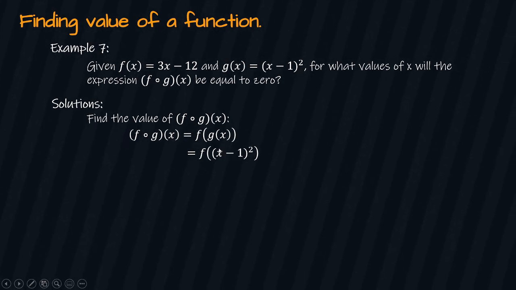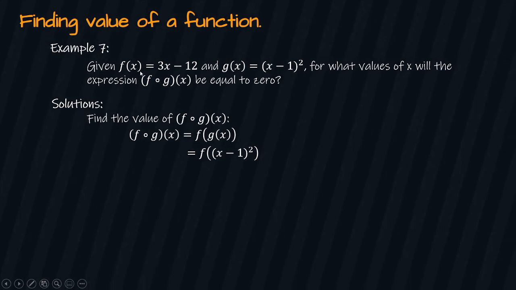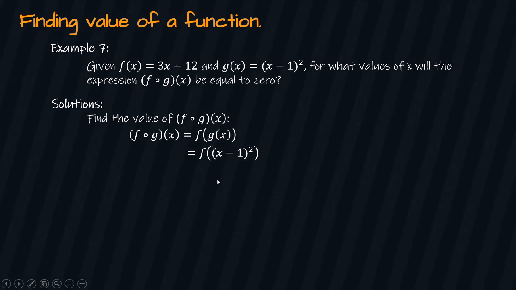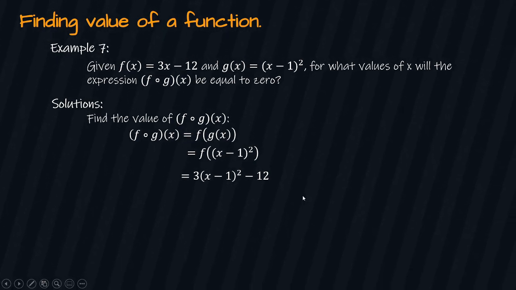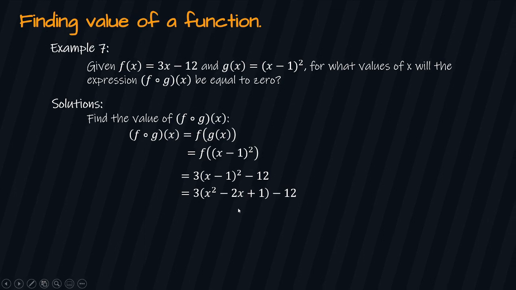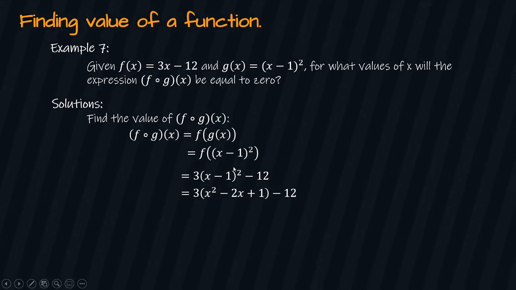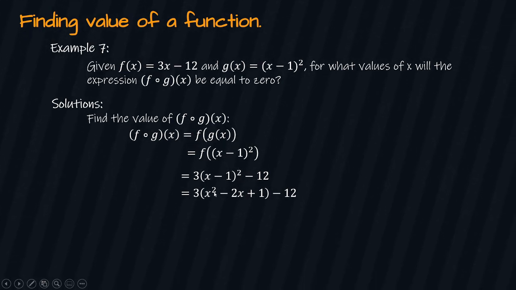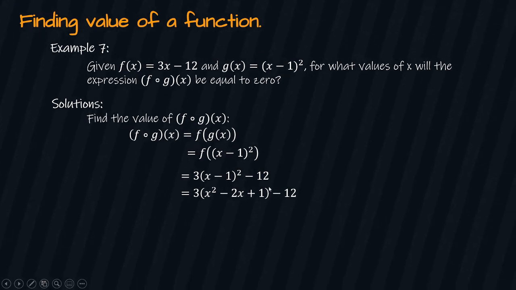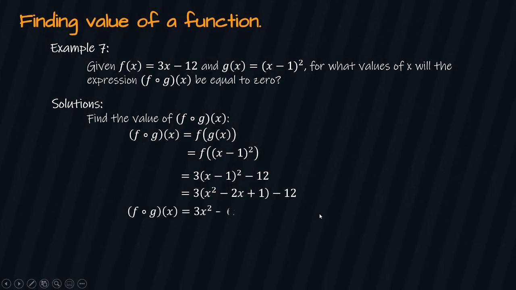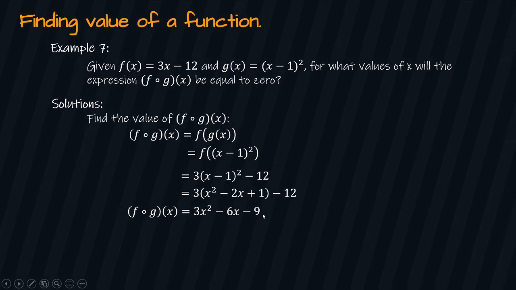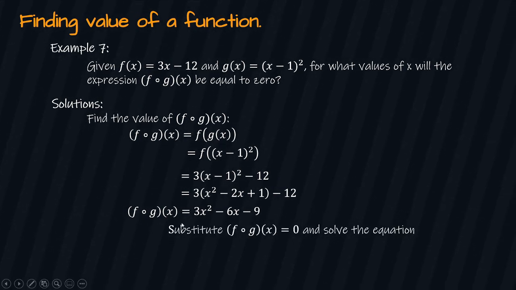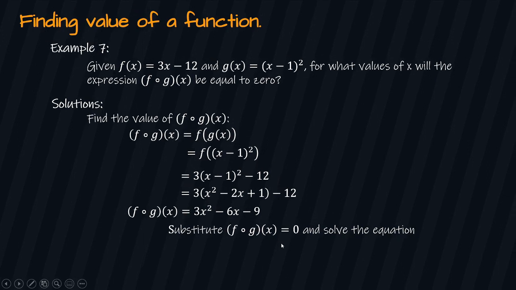So we substitute the value of quantity x minus 1 squared to the f of x. That is 3 times the quantity of x minus 1 squared minus 12. Expanding quantity of x minus 1 squared, that is x squared minus 2x plus 1. We then have, we equate 3x squared minus 6x minus 9 to 0.